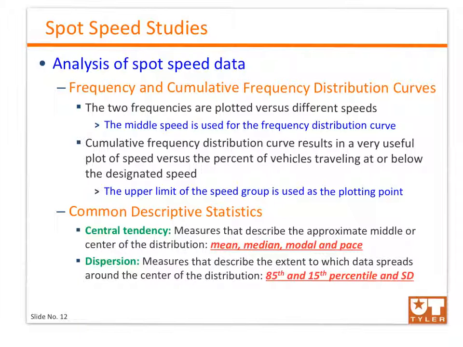So here I need to make sure that you got the difference. When it comes to the frequency distribution curve, we are using the middle speed as the x-axis. When it comes to the cumulative frequency distribution, which is again very useful, we use the upper limit of the speed group as the plotting point. Common descriptive statistics that we need to get out of these two curves.